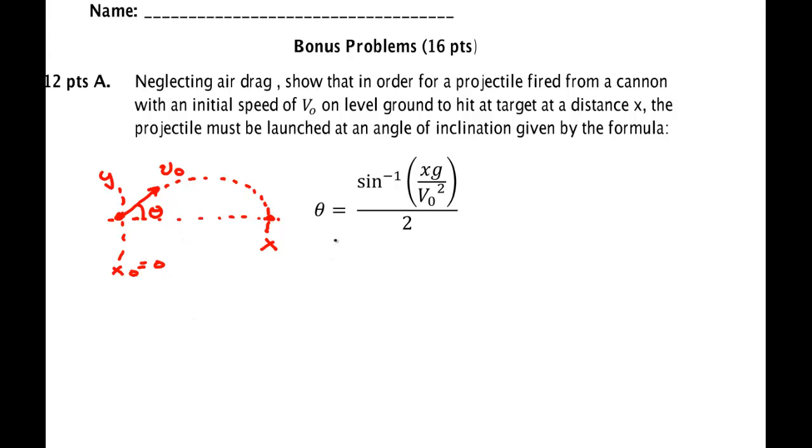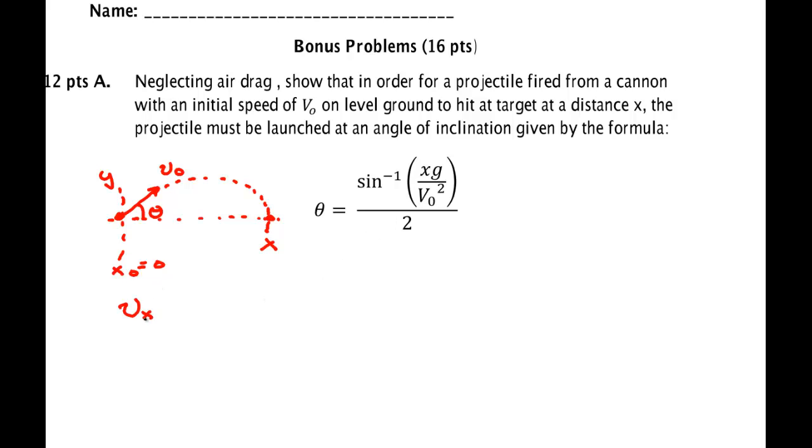And they ask to show that in order for this to occur, you have to set your cannon up at this angle, where the angle is given by this formula: the arc sine of the distance times gravity, 9.8 meters per second squared, the acceleration of gravity, divided by the initial speed squared of the cannon, divided by 2. Now it turns out there are two solutions to this arc sine, so there are in fact two angles for every distance except 45 degrees. Part B asks you to calculate that for some specific numbers.